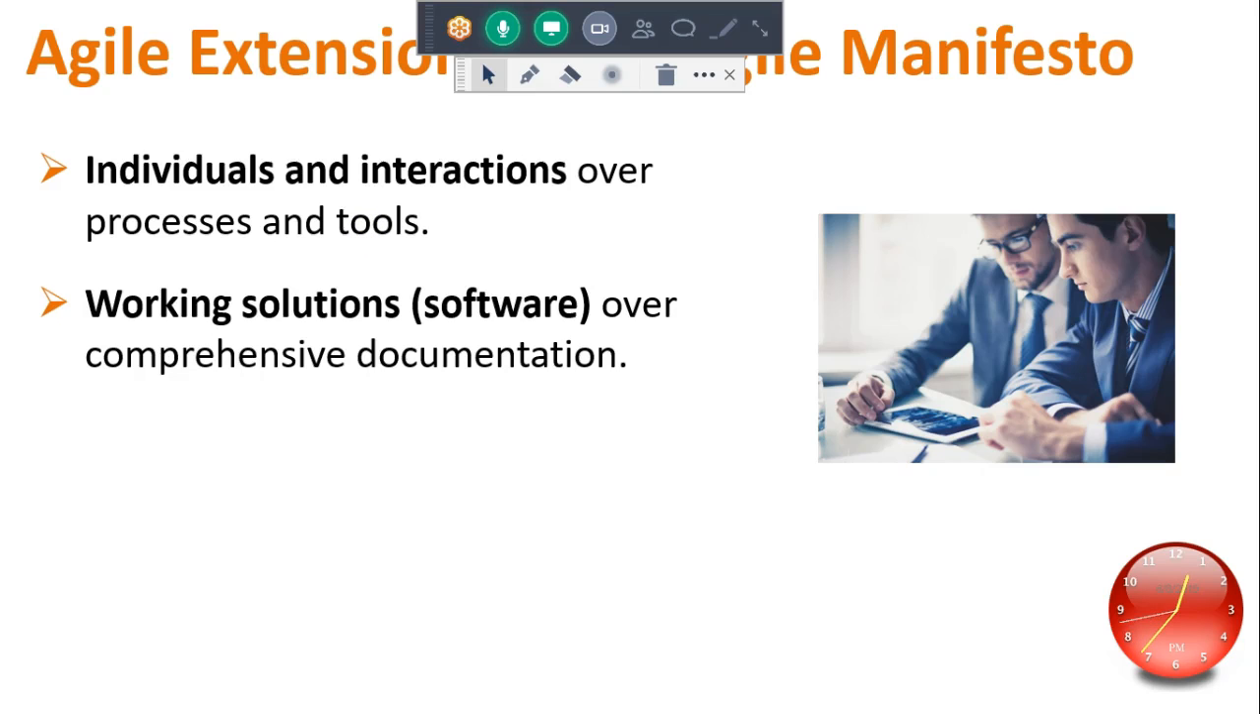Software over documentation, kind of a hobby horse for a lot of BAs, because a lot of a BA's work is about documentation. And I think the key here is to understand that the idea of the Agile Manifesto wasn't to eliminate documentation, it was to produce documentation that was useful.